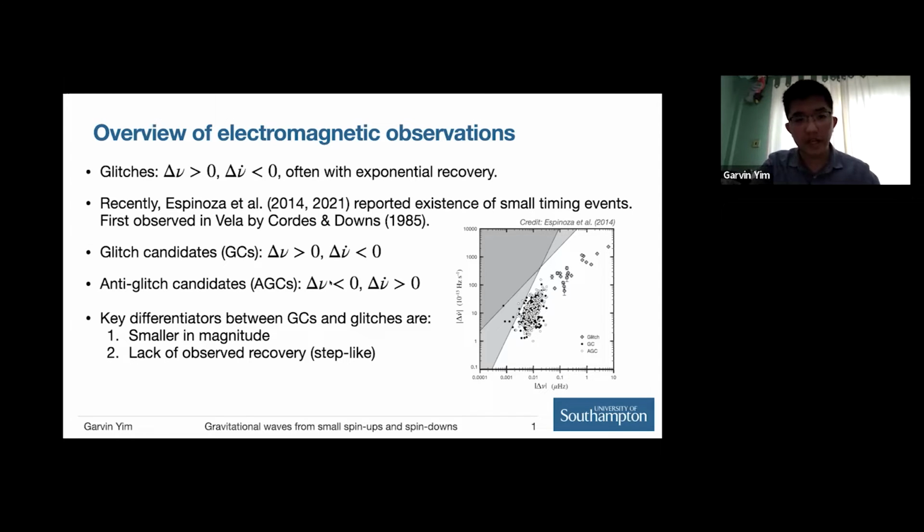However, more recently, Espinosa et al. reported the existence of some small timing events which did not fit the description of glitches, and they dubbed these glitch candidates and anti-glitch candidates. As the name suggests, glitch candidates have a similar signature to glitches, so a positive change in the spin frequency and an increase in the spin down rate, whereas anti-glitch candidates are the opposite.